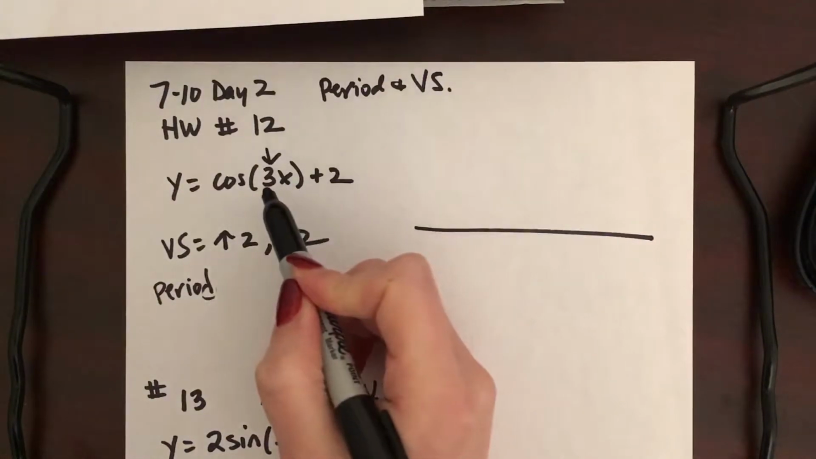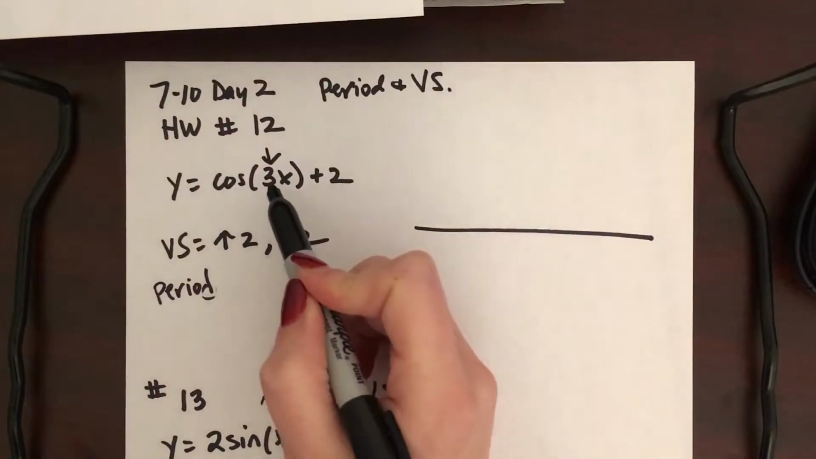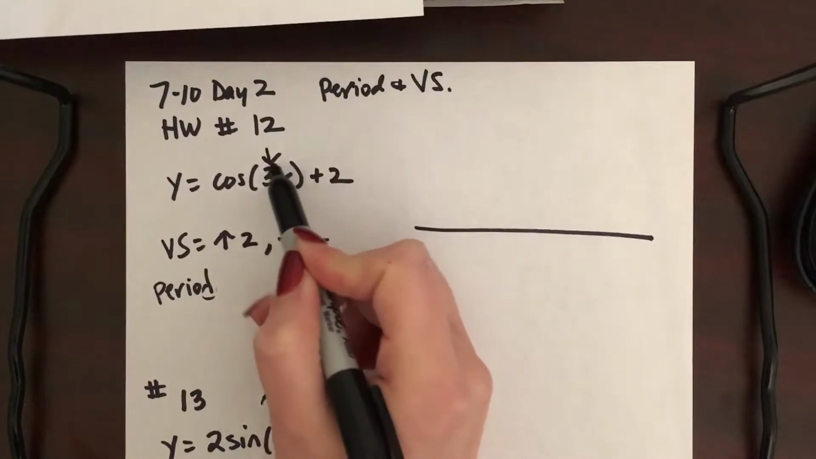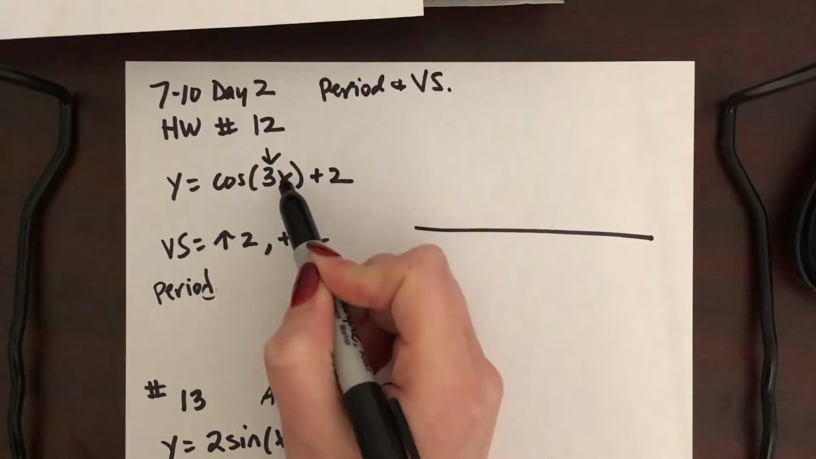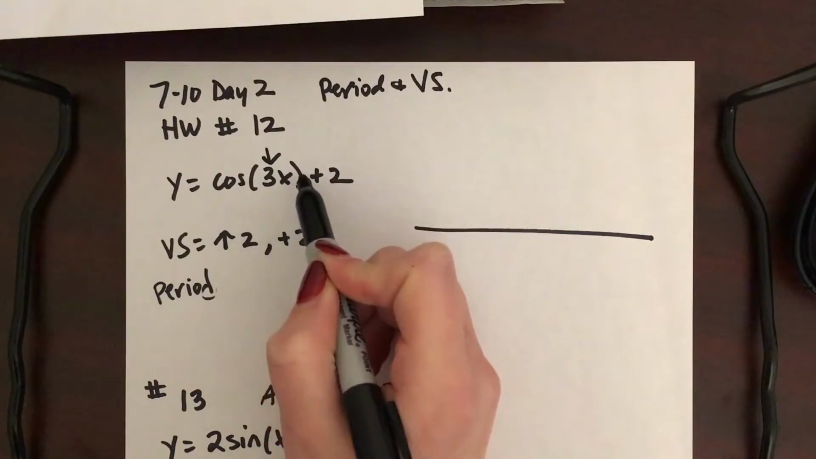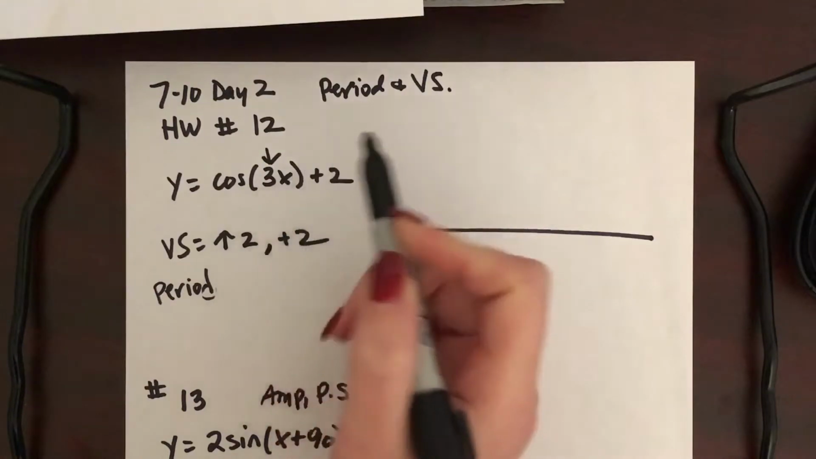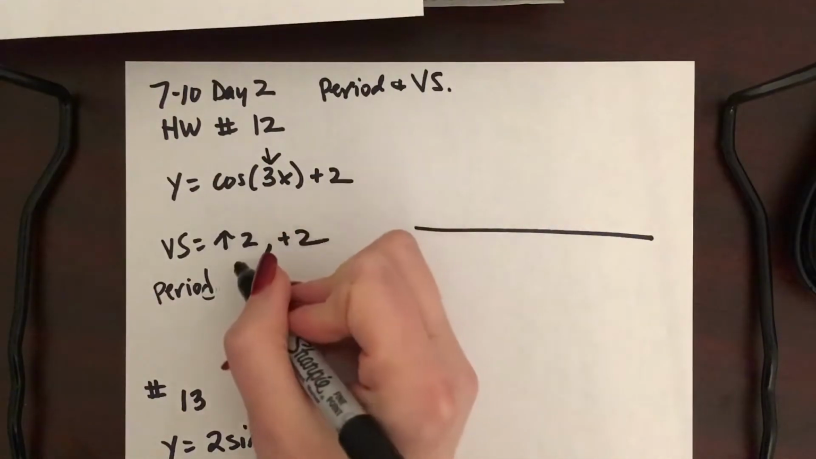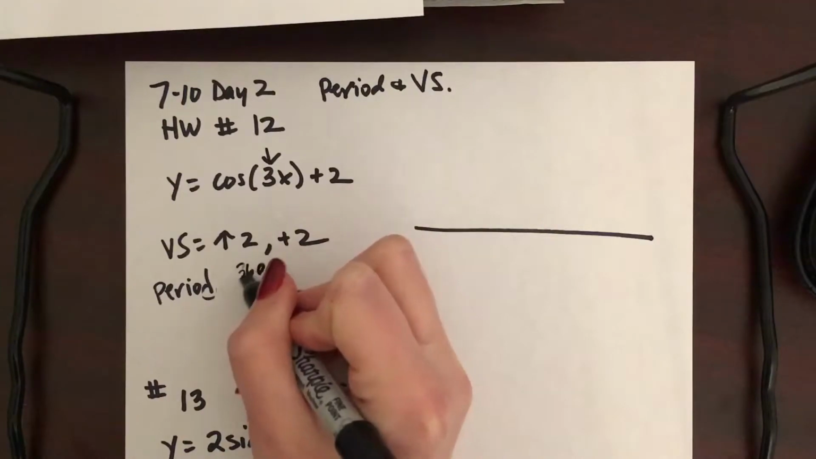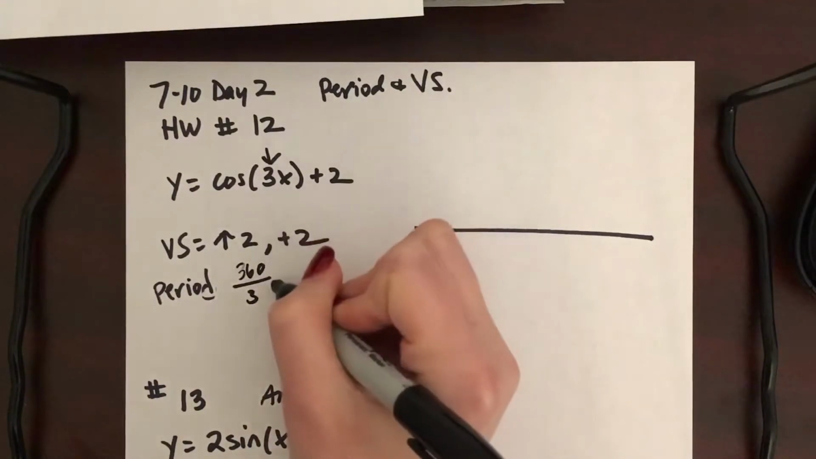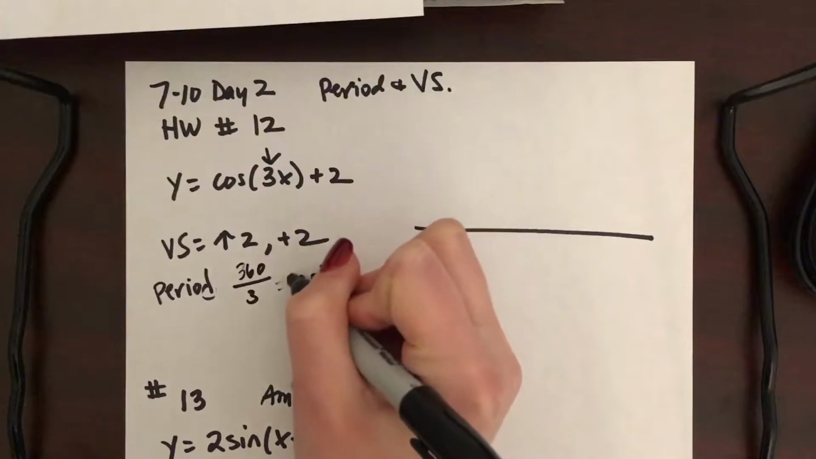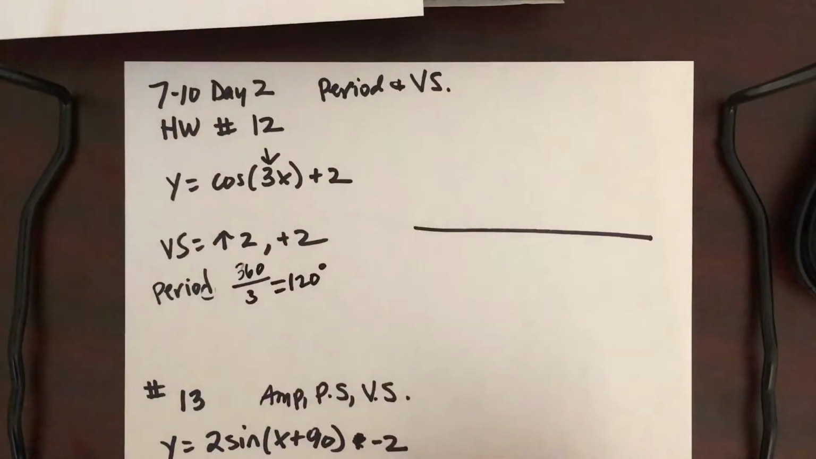So this number inside here tells us there is a period change. So we're going to do the inverse of what is happening in this parenthesis here, which says 3 times x. So the inverse of multiplying by 3 would be dividing by 3. So I'm going to take the normal period length of 360 and divide it by 3, which tells us the new distance now is 120 degrees.